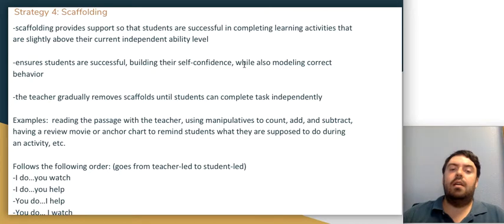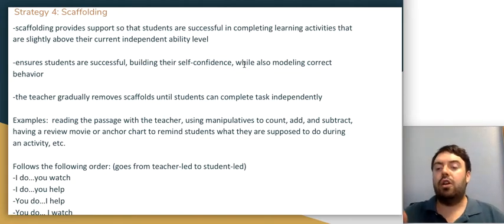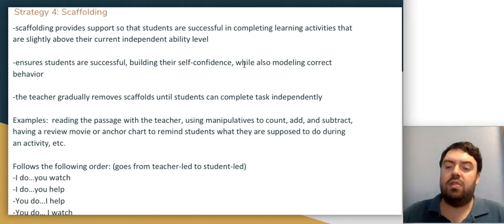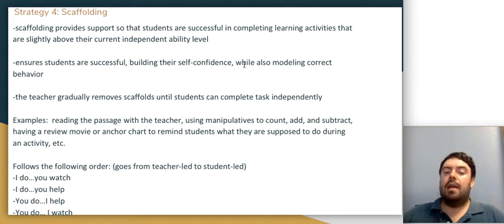Basically, with scaffolding, you'll provide plenty of scaffolds in the beginning, but eventually you're going to gradually remove those scaffolds until students can start to do things on their own. Then eventually all of the scaffolds are removed and students are doing things all on their own, independently, with accuracy. Normally scaffolding follows this order. I do, you watch. The teacher does and models the activity, the action, the skill, or provides the knowledge to students, and students watch, listen, and observe.